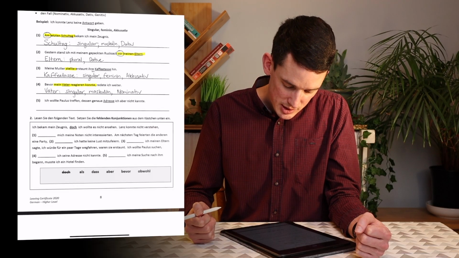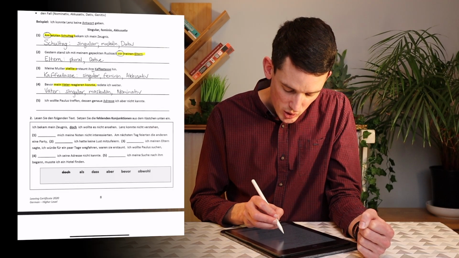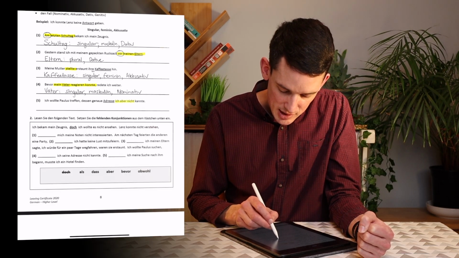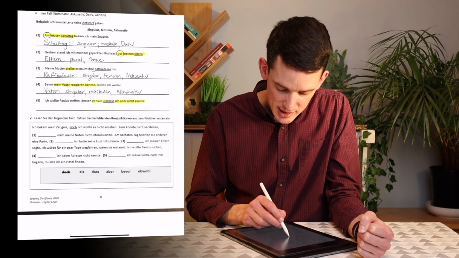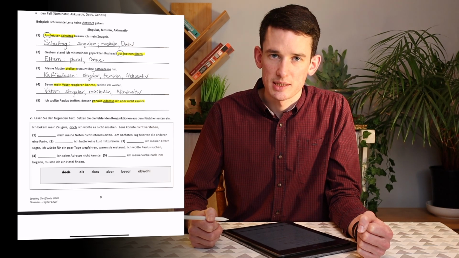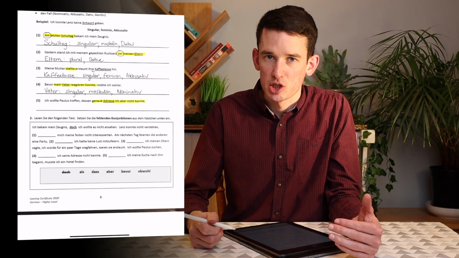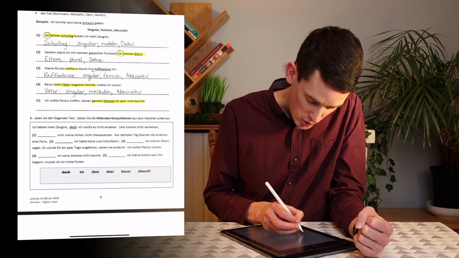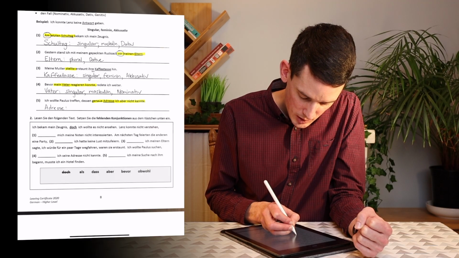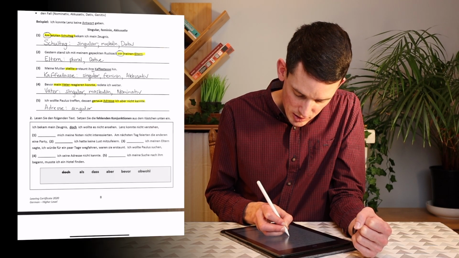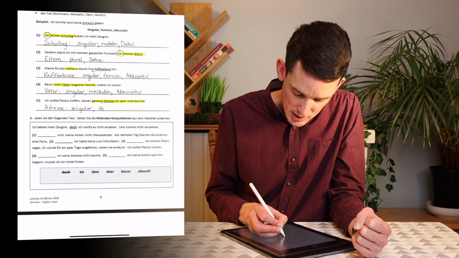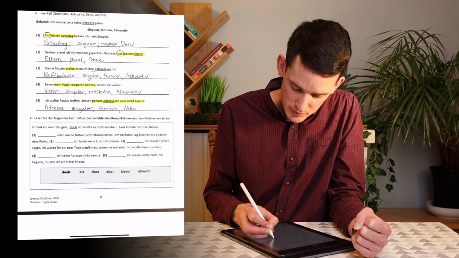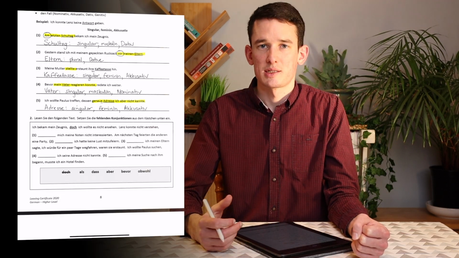"Ich wollte Paulus treffen, dessen genaue Adresse ich aber nicht kannte." So here we have a sentence and you just look at the second part after the comma. And the person is saying, I did not know the exact address. So again, I is doing the action and the receiver of the action is the address. It's the thing that wasn't known, the address. So here we'd simply write out "Adresse". It's one address, so it's singular. It's feminine if you look at the adjective endings. And it's in the accusative. So that's 2020.